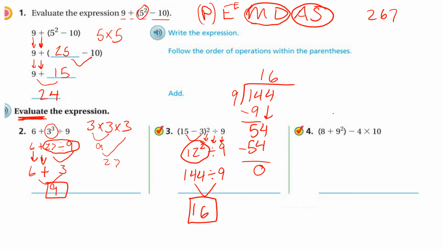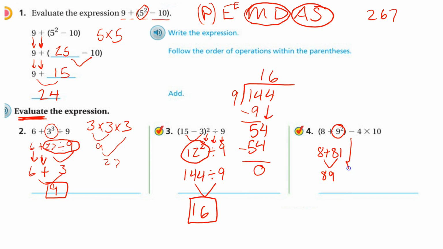Please excuse my dear Aunt Sally, or PEMDAS says we do what's inside the parentheses first. Once we get inside the parentheses, we start again back at the beginning. So exponents inside the parentheses come first. So this 9 squared inside the parentheses is the first thing we're going to do. So 9 times 9 is 81. And then 8 plus 81 is 89.